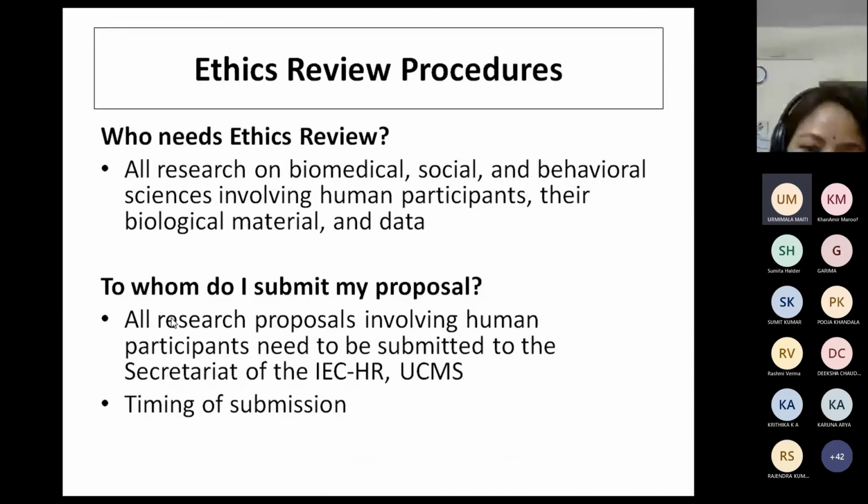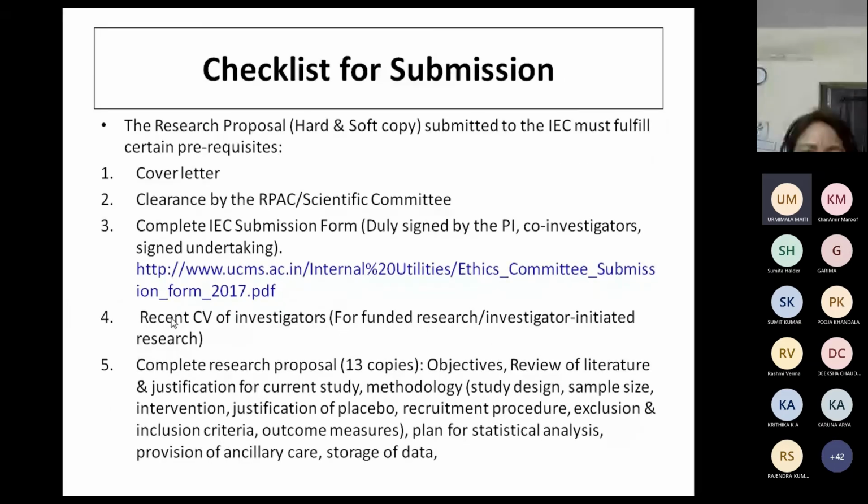So now we will be talking about the ethics review procedure. Who needs ethics review? All research on biomedical, social, behavioral sciences involving human participants, their biological material or their data. All this research will need an ethical review, and all such proposals for research should be submitted to the Secretariat of the ICHR UCMS. The timing of submission will be informed. This is the checklist for submission.